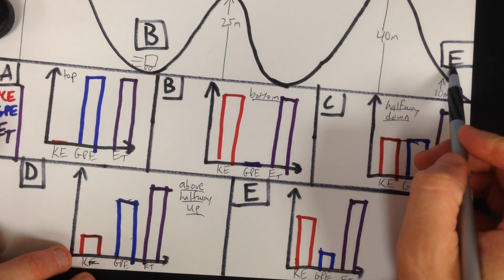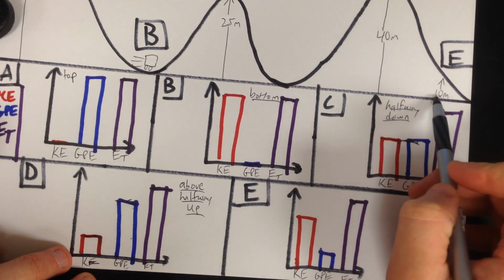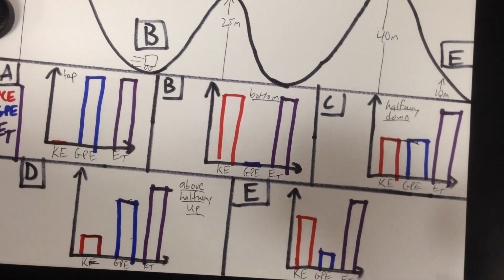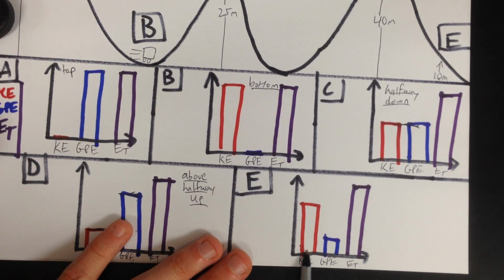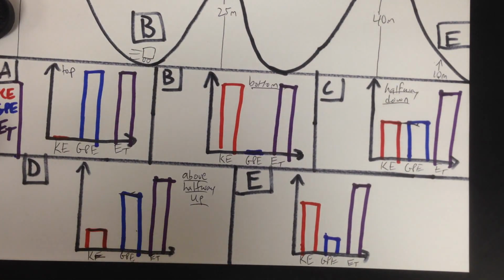Letter E is at a location that is below halfway down. So 25 is halfway down, and 10 meters is below that. That means it has even more kinetic energy than gravitational potential energy. And we represent that here with a high kinetic bar, 3 inches high, a 1-inch high GPE bar, and a 4-inch high total energy bar.